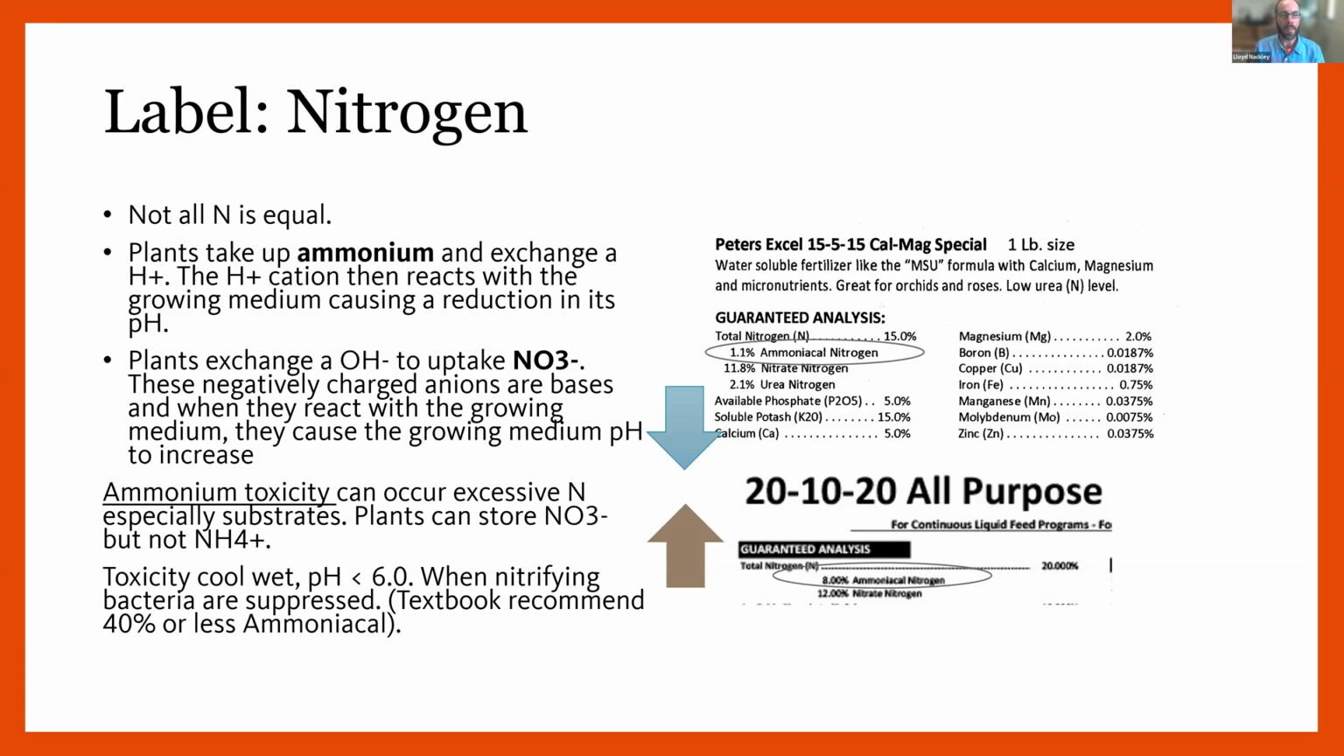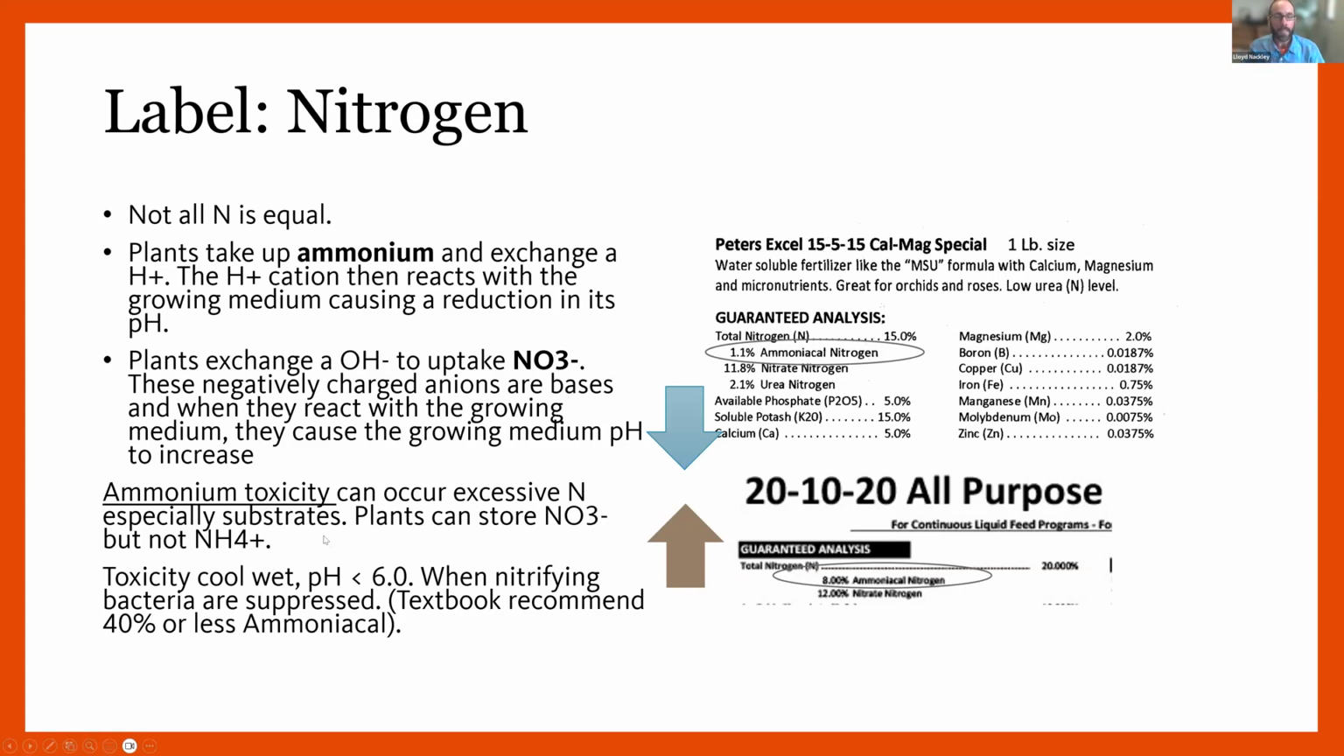So with the ammoniacal type, there's an exchange in the solution of a hydrogen ion. And so this will end up decreasing the pH. As the root takes up the ammonium, it's releasing a hydrogen, which is acidity. And so it's adding a hydrogen and decreasing the pH. On the other hand, if there's a high proportion of nitrate nitrogen, so the NO3, the plants will exchange a hydroxide, so the OH, and this will go out into the water solution, and that will increase the pH over time.